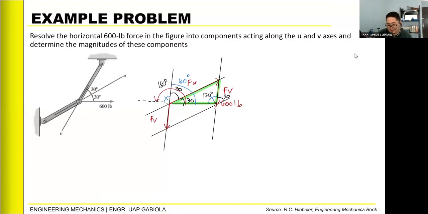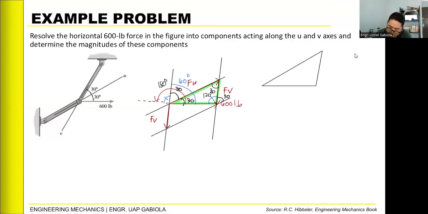Okay? And then, since ito is intersecting sila, no? Intersecting angle sa postulate niya, sa theorem niya, equal to, which is ito ay equal din dito. So, dapat 30 din to. Which is correct kasi yun yung total ng triangle natin. And ito, draw ko lang yung triangle natin dito.